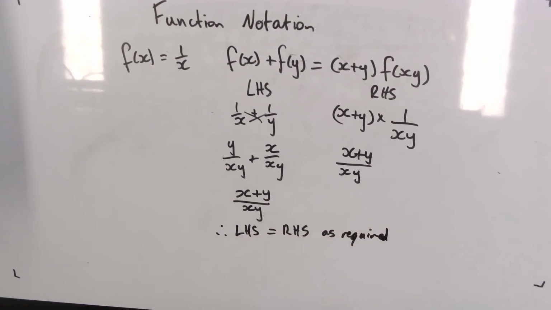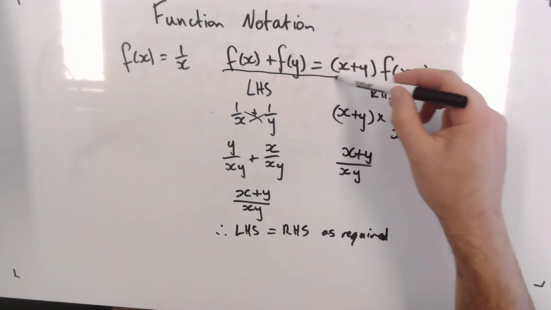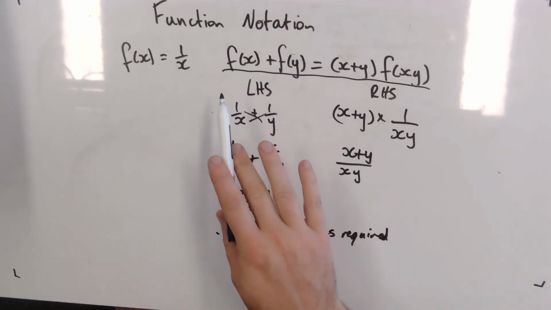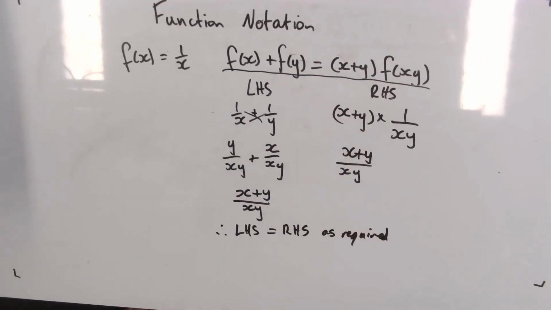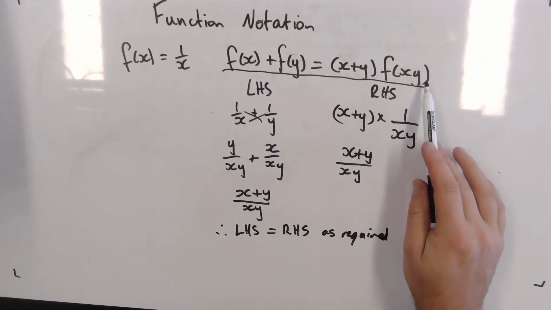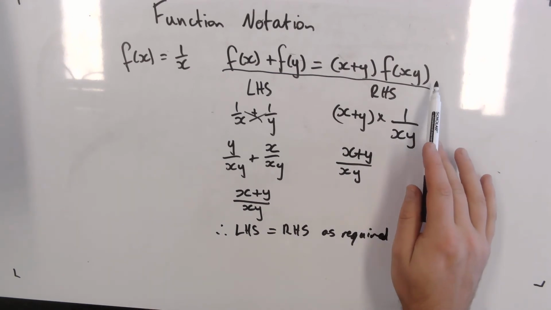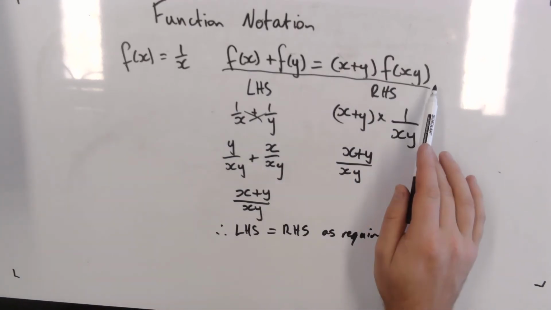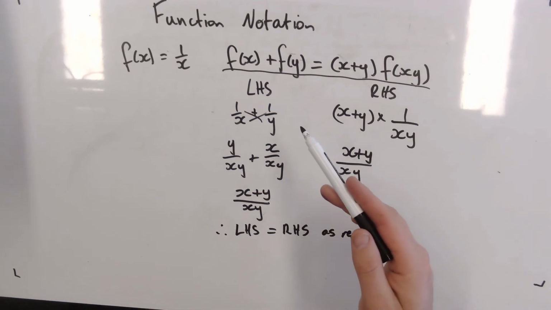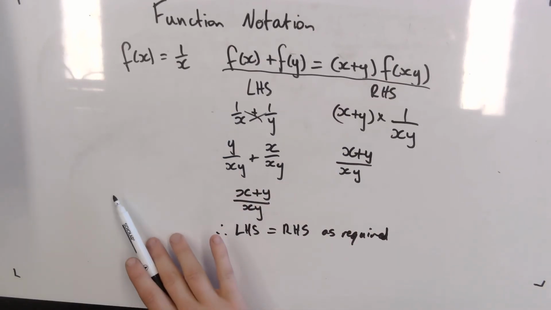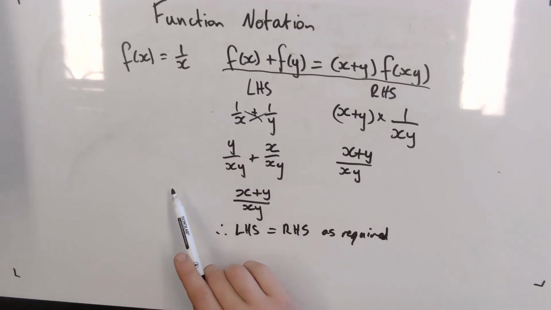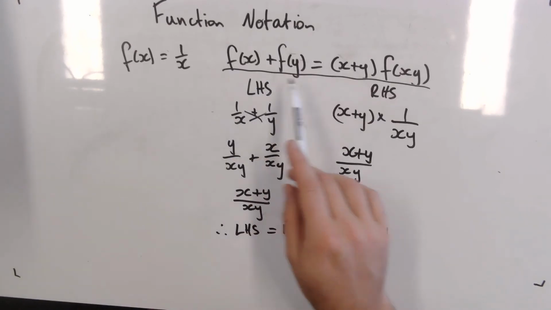Okay, so when are you most likely to see these questions? The most common time you're going to see these questions is on exam 2, in the multiple choice section. And what they'll often do is give you a situation like this, where they say, hey, you've got f of x plus f of y equals x plus y times f of xy, and you're actually finding which function satisfies this, or which function doesn't satisfy this. So each of your responses, A, B, C, D, E, will give you a different type of function, and you're seeing which one works.